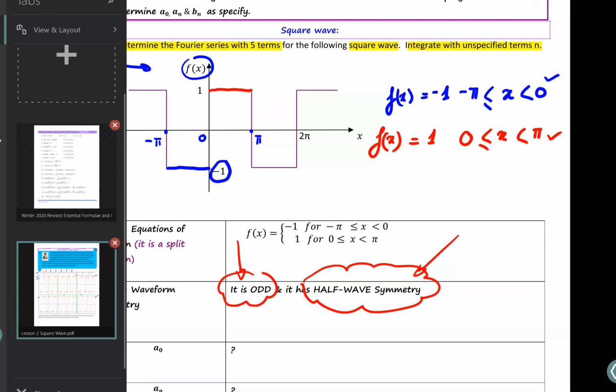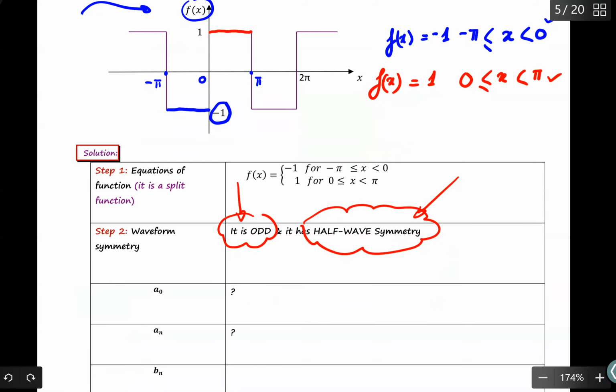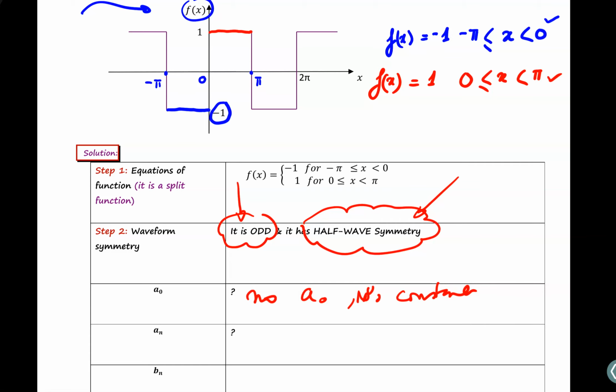The question gave me that this is odd and halfway symmetry. So if it's odd and halfway symmetry, then I should not have any of this constant at all. In this case, I will have no A naught, no constant. What about the An? No, I don't have any cosine term.